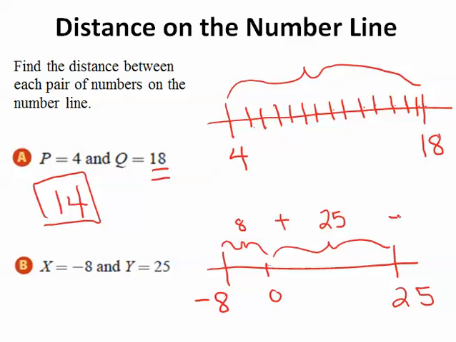So if we add those two distances together, 25 plus 8 is going to be what? I'm going to give you a little thinking time. And I'm hoping you're saying 33. Yay.